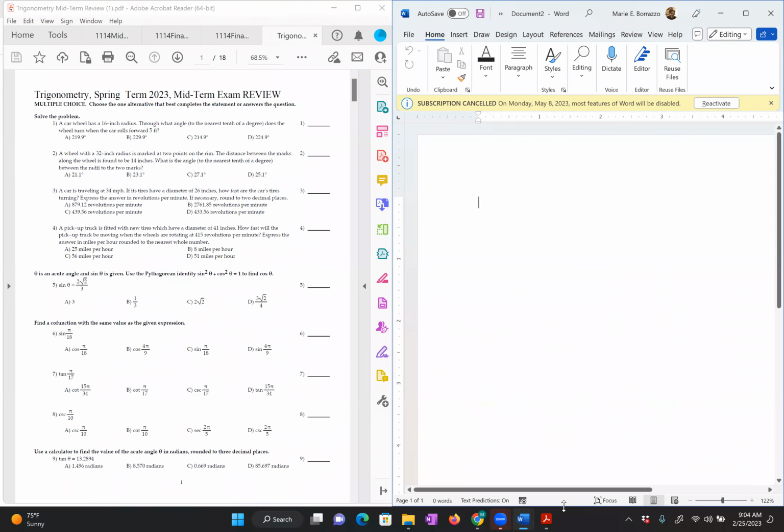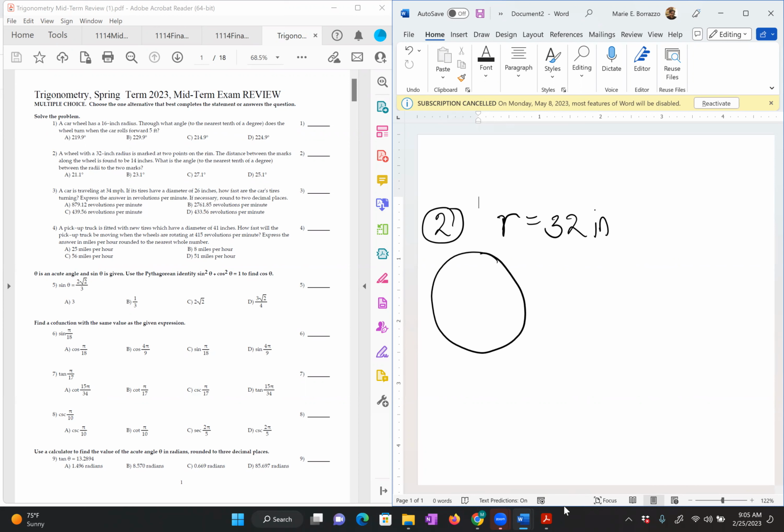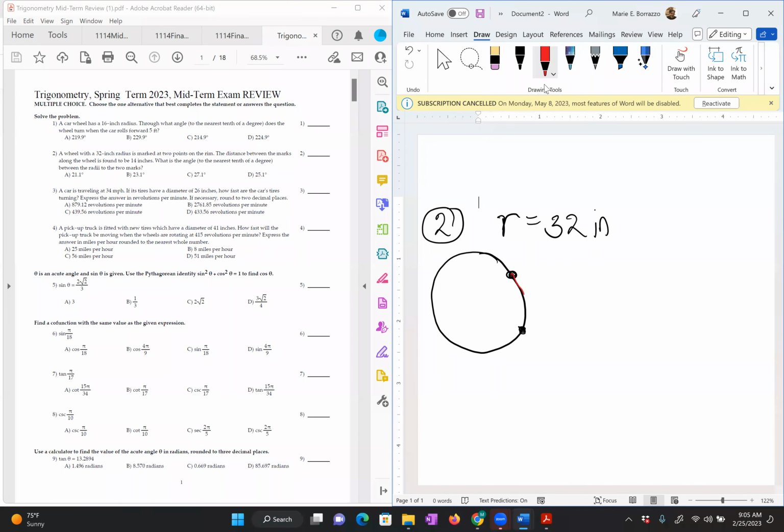All right, in question number 2, you have a wheel, again, with a 32-inch radius. So, again, they're giving you the radius is 32 inches. They're saying that there is a mark. So if you imagine a wheel, they're saying there's a mark on the wheel, and the distance between these two marks is your arc length S. And they're telling you that that is 14 inches. Again, the formula we're using here reverts back to a modification of theta is equal to S over R.